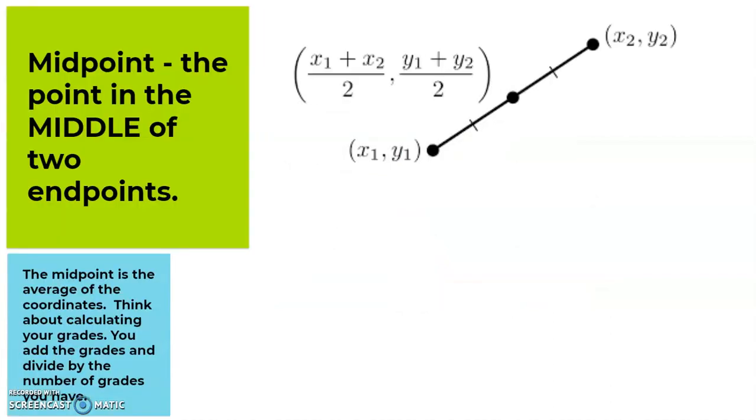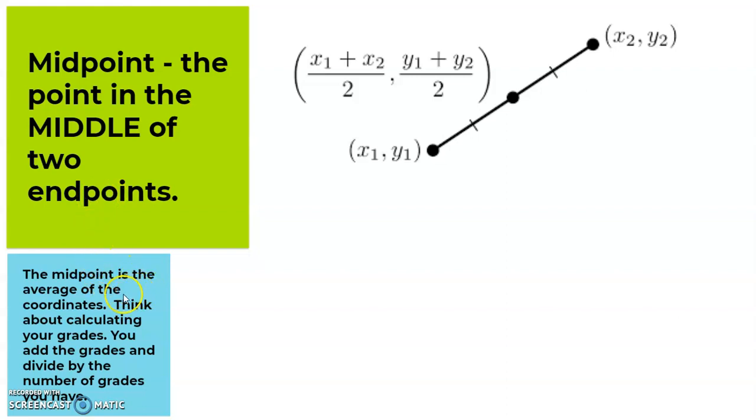So officially, the midpoint is the point in the middle of two endpoints. The fact that it states two endpoints means we kind of have to have a segment in order to find the middle. Otherwise, if we have a line, there is no middle. It goes on forever and ever and ever. So there would be no way for us to find the middle. So it does indicate that it has to be a segment in order to find the midpoint.